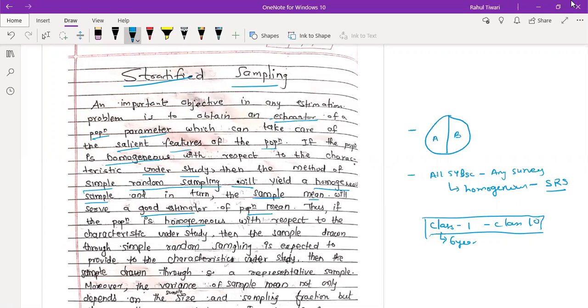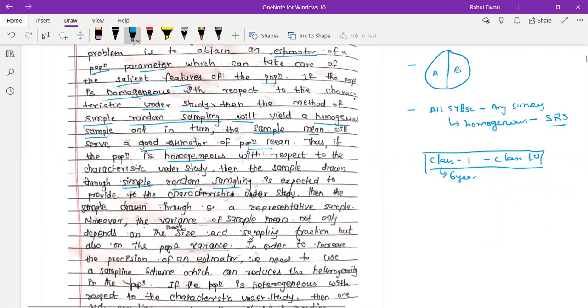In that scenario, we can always go for simple random sampling, because it provides proper results. But moreover, if you see the variance of a sample mean, even in SRS, we have seen the variance formula. What will be the variance of y bar in that case? The variance of y bar formula is something like (1 minus f) upon small n into S square, like this formula.